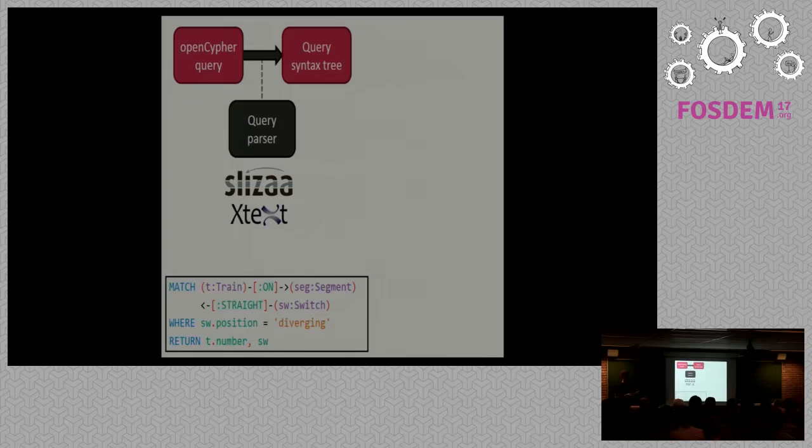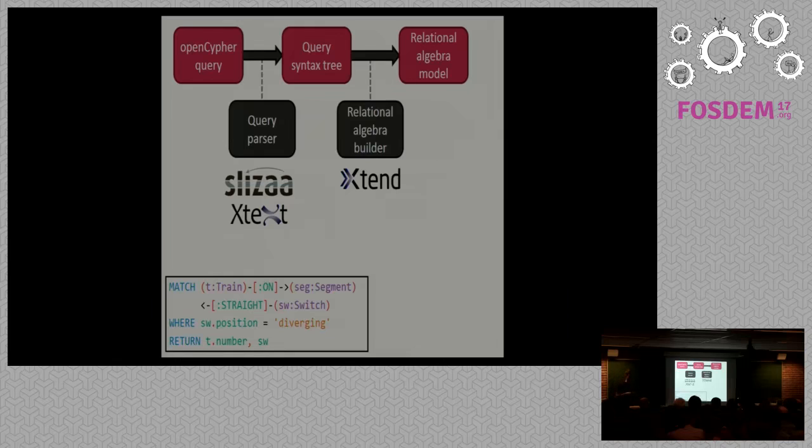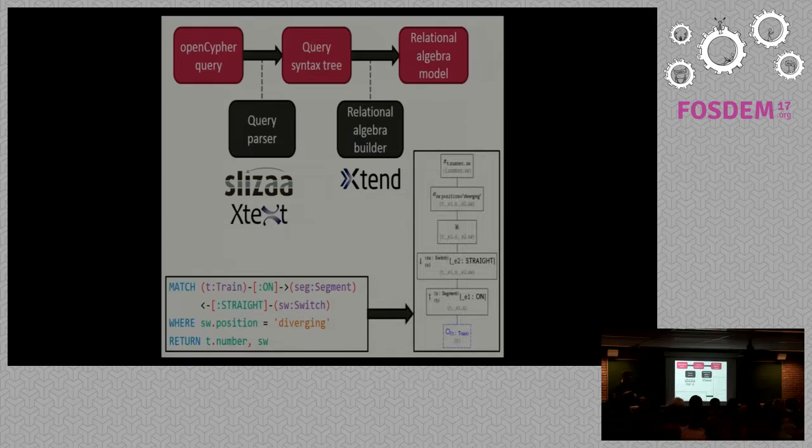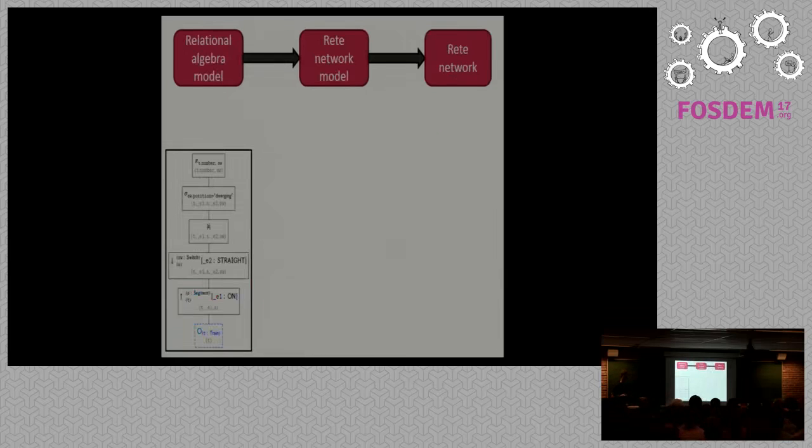So we use Slizaa's Xtext language, and then we build the relational algebra model through code implemented in Xtend, which is, as you have probably guessed, a technology that's built on top of Xtext. This allows us to very efficiently implement the algebra builder, and we build this on top of Eclipse models. So the parser takes this input, and then it builds a simple search plan, which is basically a relational algebraic expression.